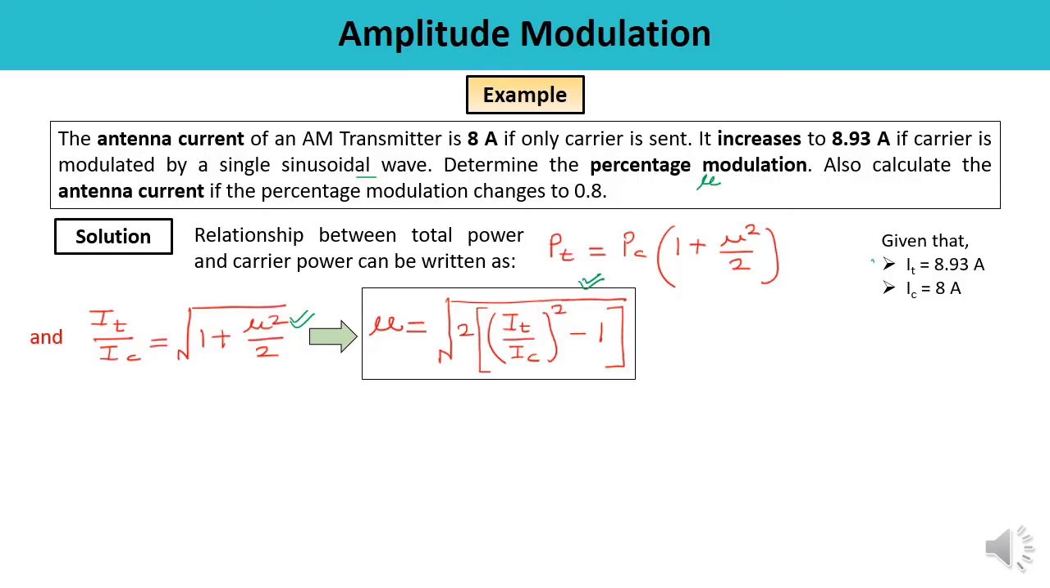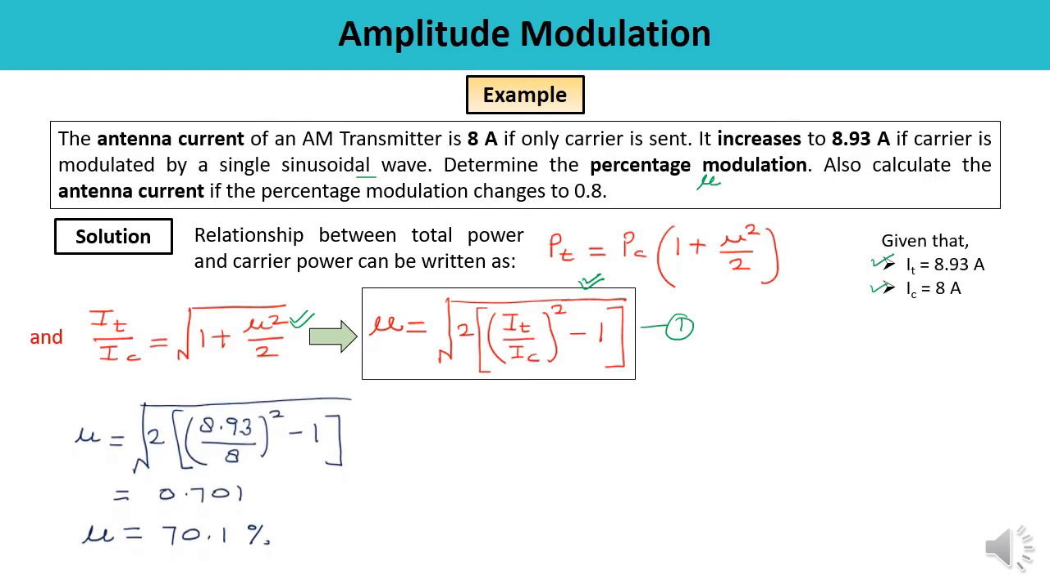Substitute IT as 8.93 and IC as 8 ampere in equation number 1. You will get the value of mu as 70.1 percent. So it means 70.1%. Now let us talk about the second part of this question, where you have to calculate the antenna current. The first part is already completed.